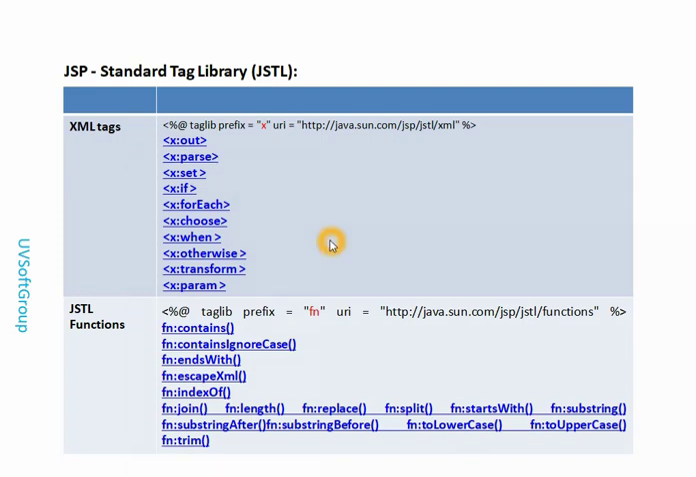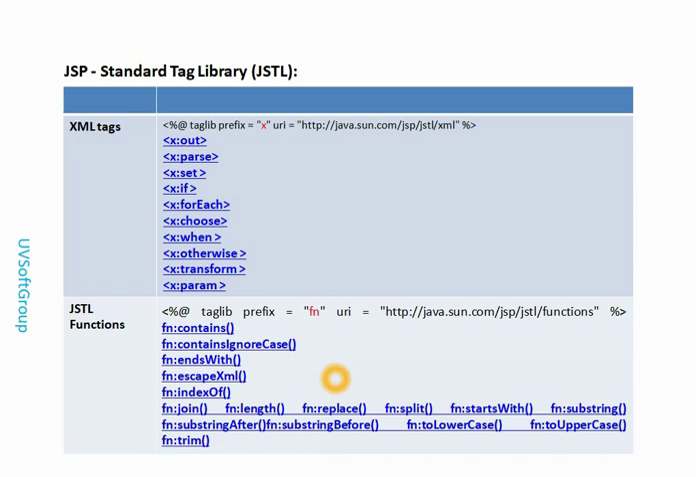So here's the XML. If you are working a lot with XML processing or parsing, then these are the tag libraries you can use for your XML processing tags. And there are the JSTL functions. You can use those functions when you need them, because they are already implemented tags. You just need to use them and then finish it.